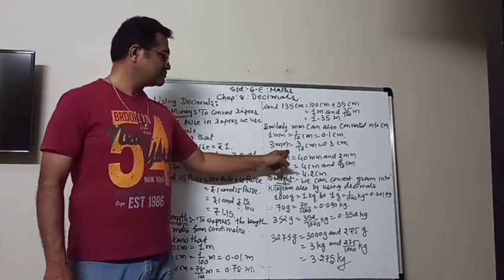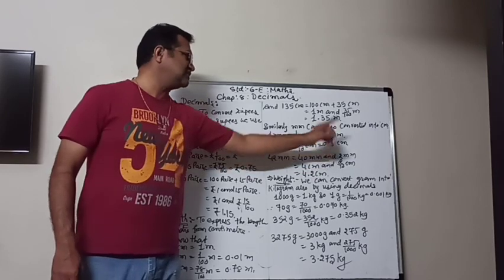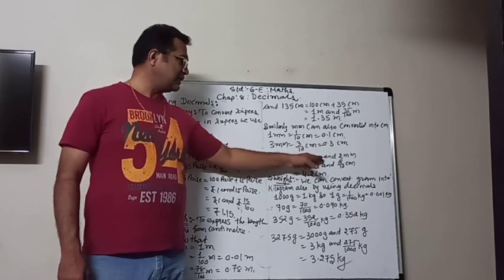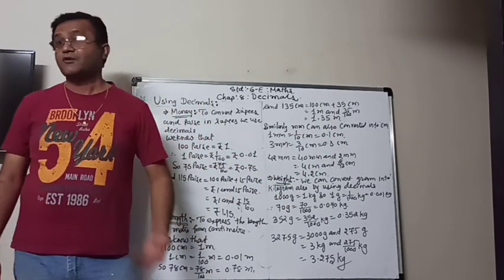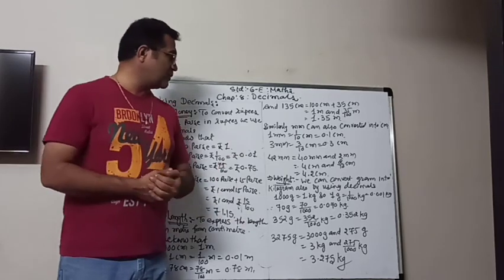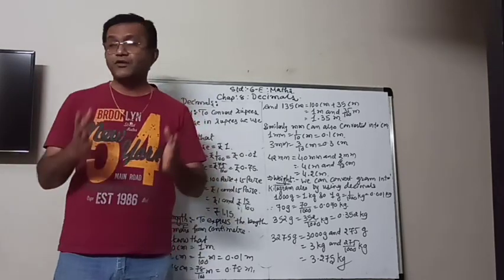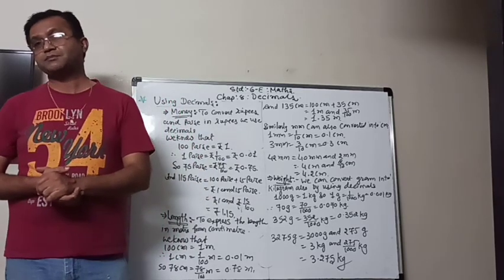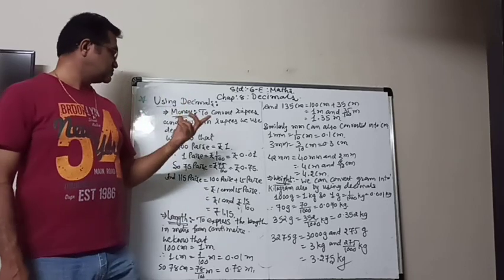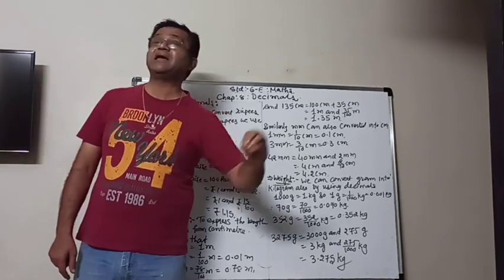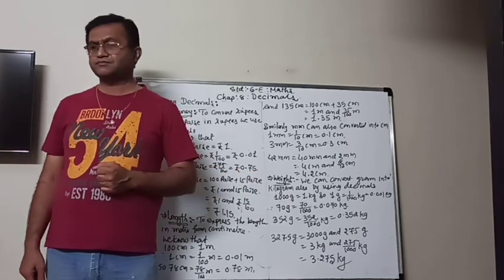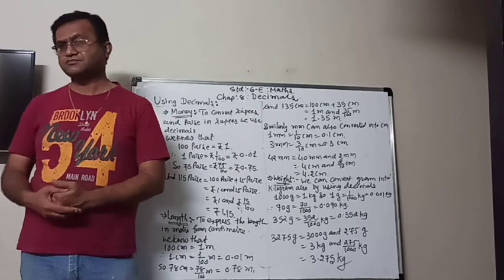So 3 millimeter is 0.3 centimeter. 42 millimeter is 40 millimeter and another 2 millimeter. 40 millimeter means 4 centimeter and another 2 upon 10 centimeter. So 4.2 centimeter and so on. So we use decimals in length also. Similarly, in weight, or actually it is mass.